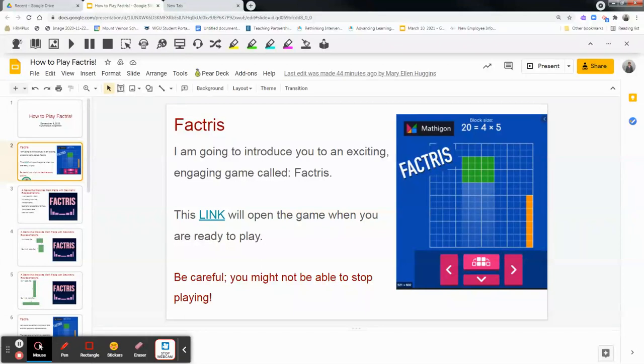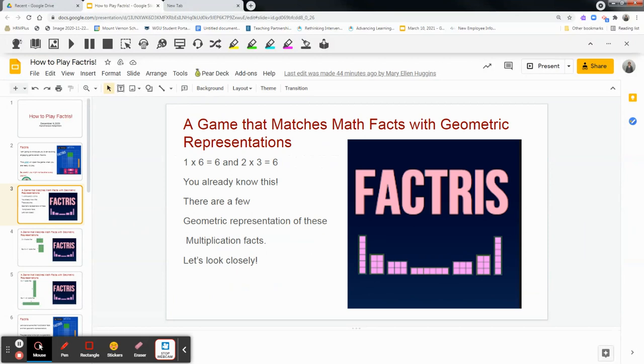My only warning is on the bottom. It says, be careful. You might not be able to stop playing because it's a really fun game. I really like it. I've played it a lot, and I've shared it with my family too. They also like it.